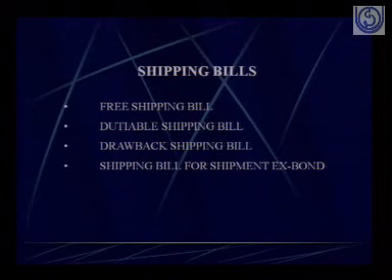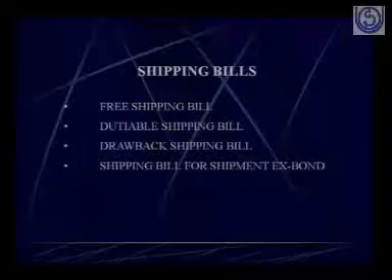Third is the drawback shipping bill. It is prepared on green paper, and when the duty drawback scheme is required, you need to get the duty refunded from the government. In that case, you need to prepare the drawback shipping bill. Then is your shipping bill for shipment ex-bond. This is prepared on pink paper, and in this case imported goods which are kept in the customs bonded warehouse are re-exported.